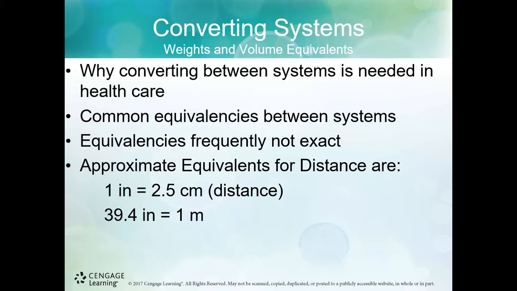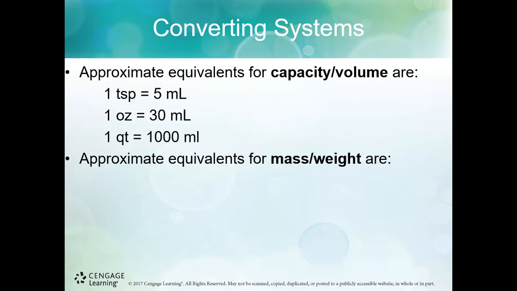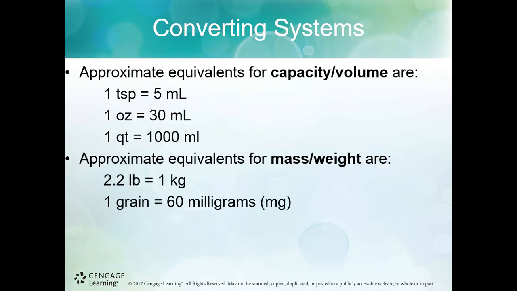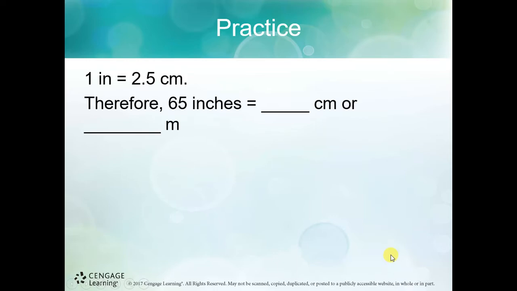Things like 1 inch equals 2.5 centimeters, 39.4 inches equals a meter. A teaspoon equals 5 milliliters. So everything on these slides is important for you to remember, except I won't have a question on the apothecary system, so you don't have to memorize grains. 1 inch equals 2.5 centimeters. Therefore, 65 inches equals how many centimeters and meters?